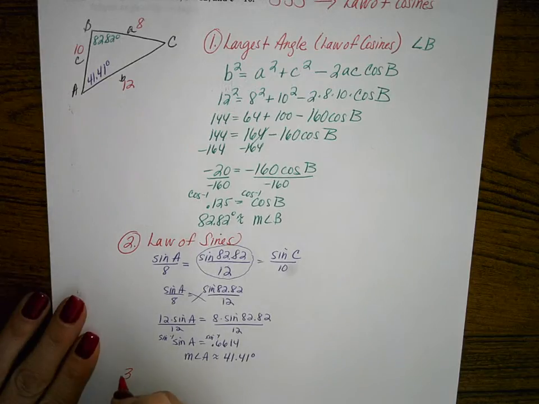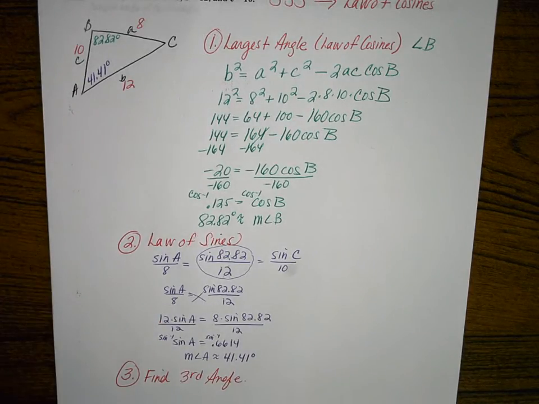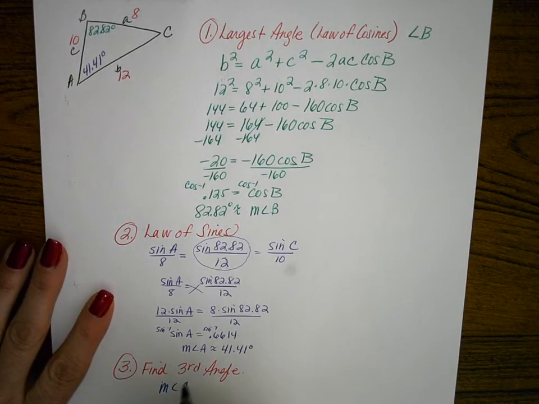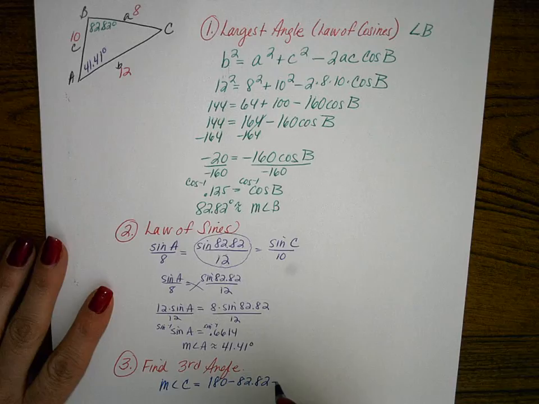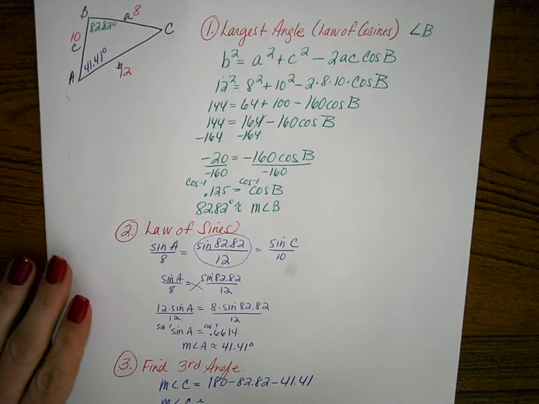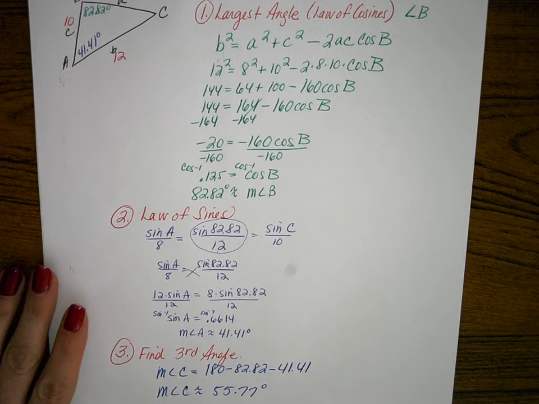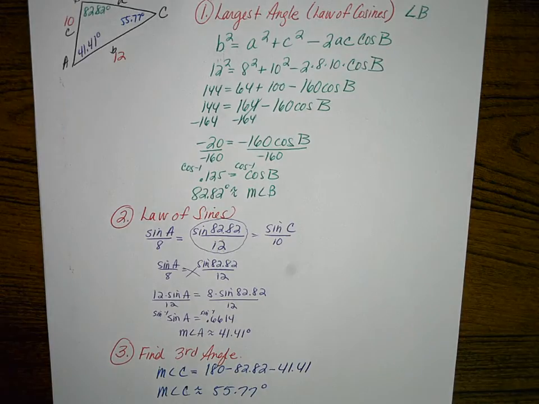And how do I finish this up? You bet, absolutely, we're going to find the third angle, which in this case, in all cases, means that the angles need to add up to 180. So the measure of angle C is going to be equal to 180, subtract the 82.82, and then subtract the 41.41. So the measure of angle C is about how much? 55.77 degrees. So angle C, I can come back up here, is about 55.77 degrees. Any questions with that? Okay.